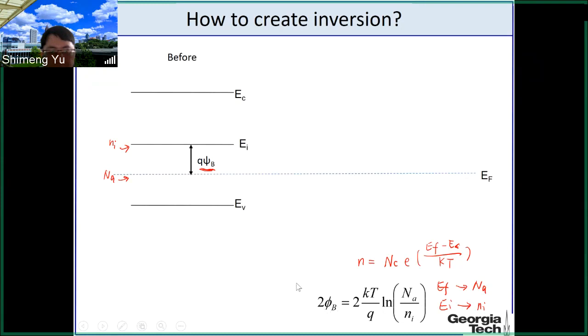So let's say this φB is our electrical potential. Then we add this q, and you will have the energy distance, because energy is the charge q times the electrical potential. So here the qφB basically is the distance between the EF and the EI. This is in the p-type semiconductor before you apply voltage, before you apply gate voltage.